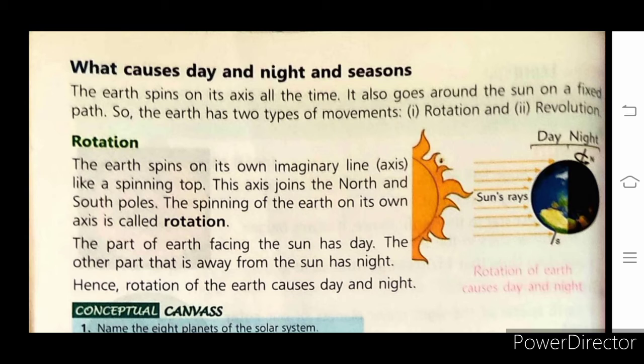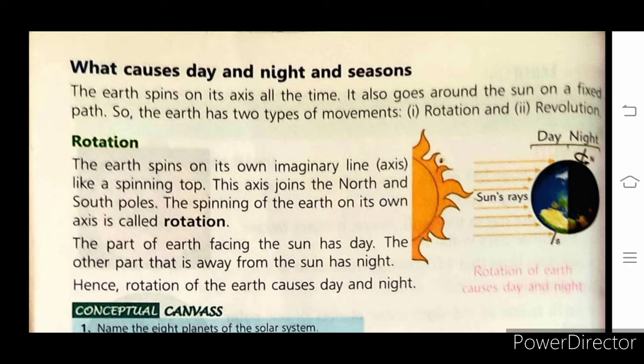Let's see what is given in rotation. The earth spins on its own imaginary line, like a spinning top. This axis joins the north and south pole. The spinning of the earth on its own axis is called rotation. Children, the spinning of the earth on its own axis is called rotation, means the movement of the earth on its own axis. This is called rotation. And for this, the earth takes 24 hours to rotate around its own axis.